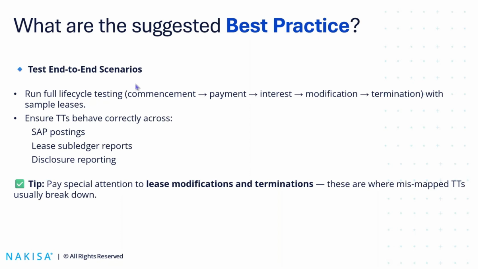Test end-to-end scenarios. If you are creating these rules now, we suggest that you run a full life cycle testing. So from the time you create a lease in the solution with the different postings and modifications as well, you can test them and ensure that they are reflecting correctly in your postings. So that would be your CTR reports, SCP postings, as well as disclosure reporting, so you can validate that.